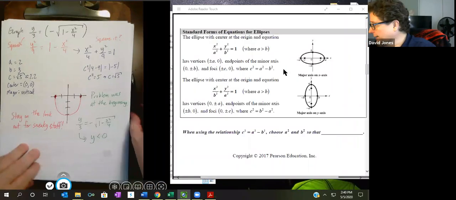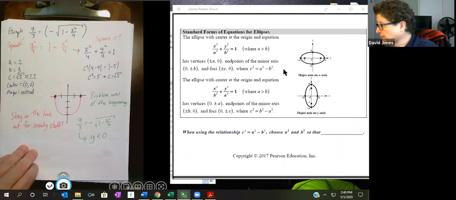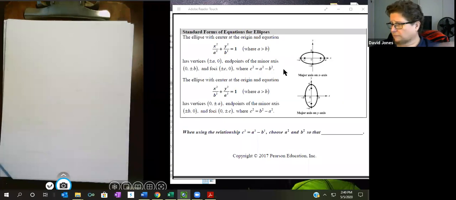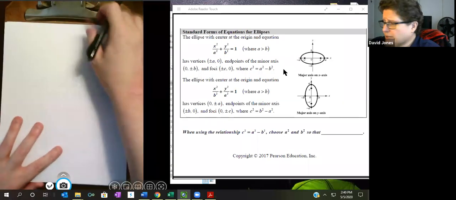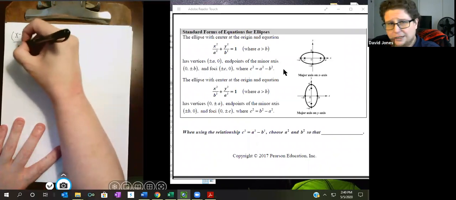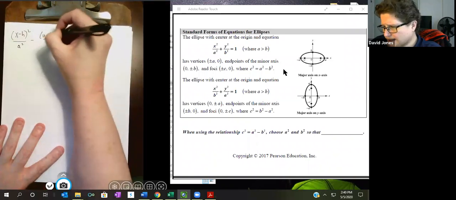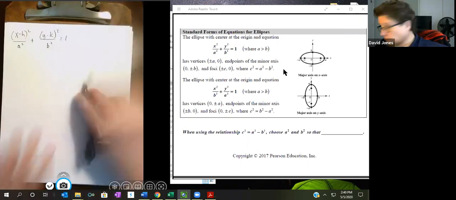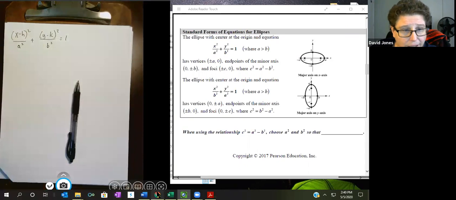Let's do it by hand. So now we're looking at x minus h squared over a squared plus y minus k squared over b squared equal, or plus, sorry. Oh, did I have that wrong?